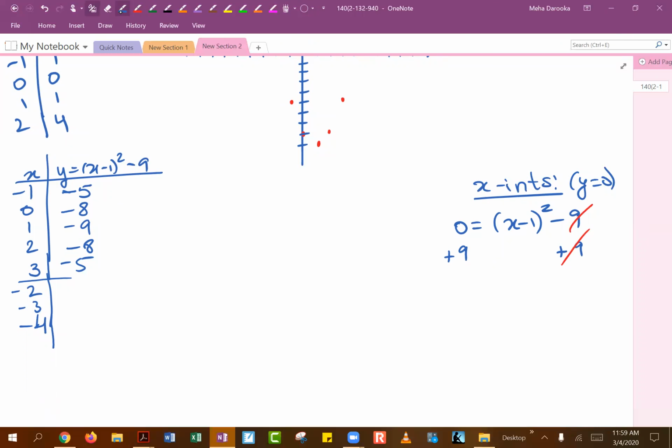You will be left behind with 9 equals x minus 1 squared. Now you guys did this in chapter 1 when we were solving using the square root property. So what do we do at this stage? Yes, you have to take the square root to get rid of the square on that right-hand side. So be careful.